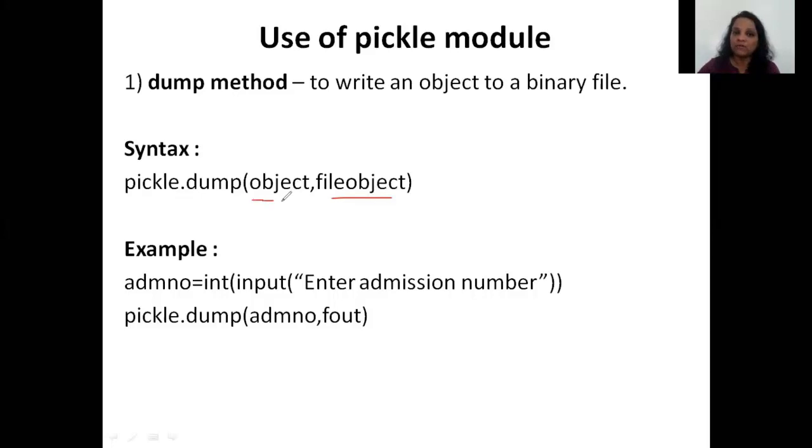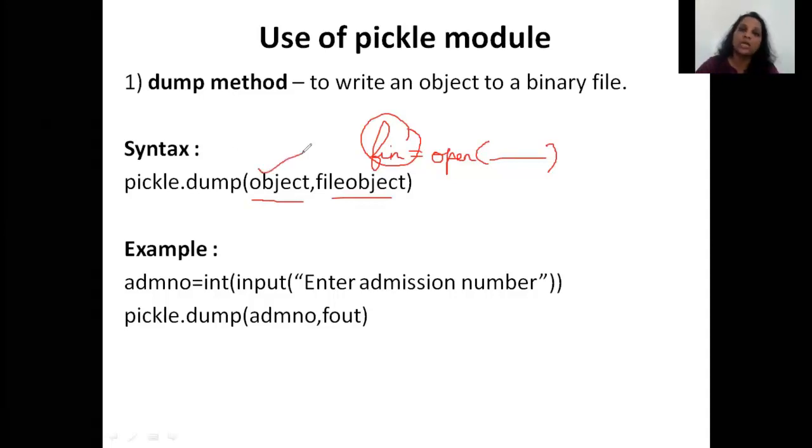So don't get confused between this object and the file object. Suppose you had written fin is equal to open and whatever after it. The file object here is fin, because fin is connecting me to that particular file. Whereas this object here is the variable in your program that has the data which you plan to write to that particular file. You will understand with an example.